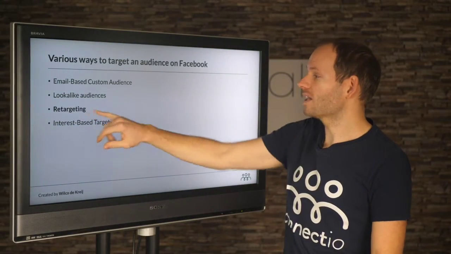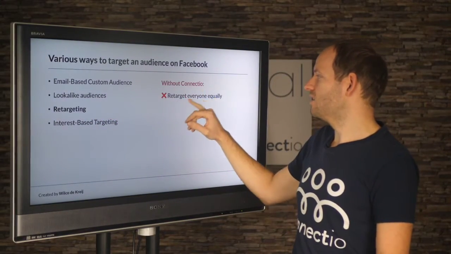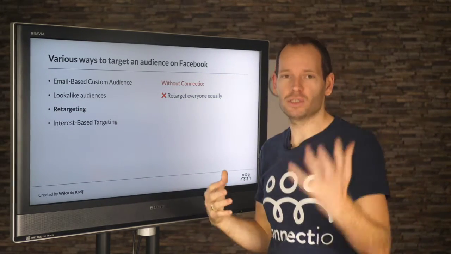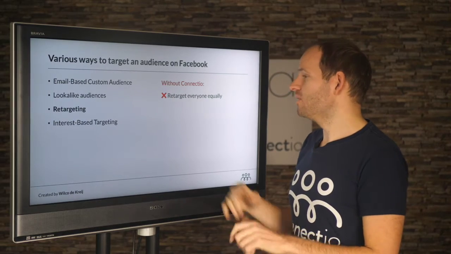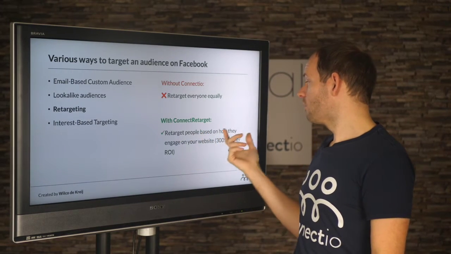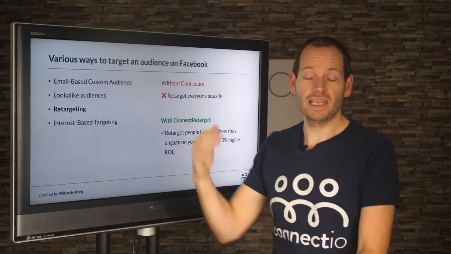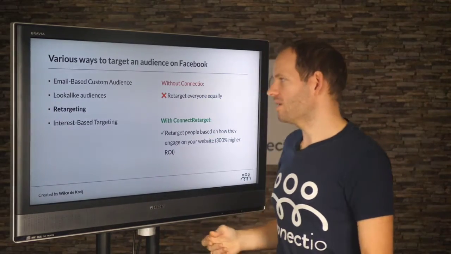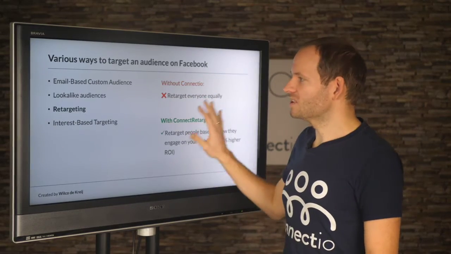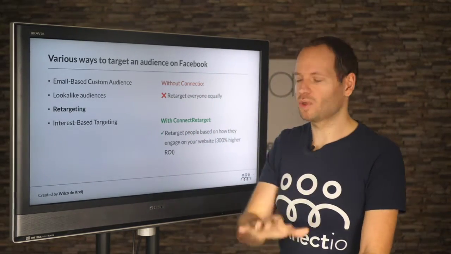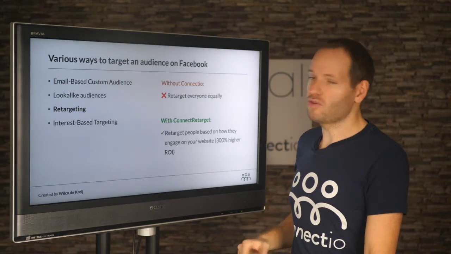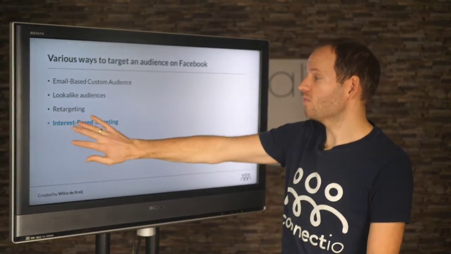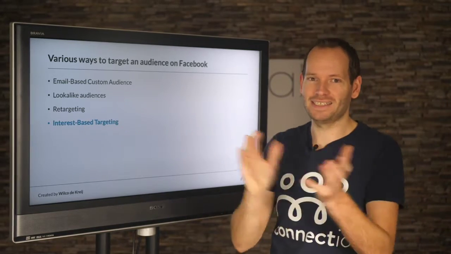Just as an example, retargeting. If you're using retargeting without ConnectEO, you basically retarget everyone equally, no matter how they behave on your site. But if you have Connect Retarget, for example, you can retarget people based on how they engage on your website. Like, hey, if they scroll to a certain section of my site, then I'm going to retarget them. Now, those are just some examples for those who have access to the Connect tools. I just wanted to make sure that if you have access to Connect Suite, you know what kind of tools you have in your arsenal. But right now, I really want to focus on interest-based targeting, because that is what we're all here for.